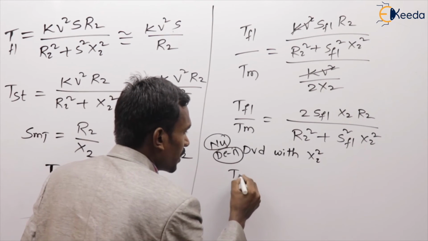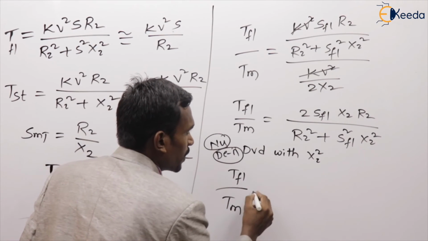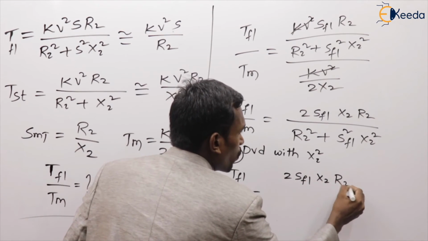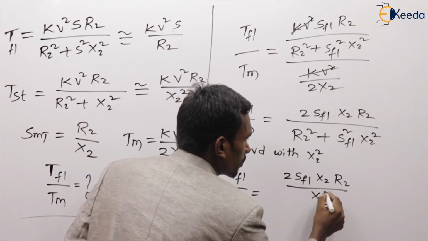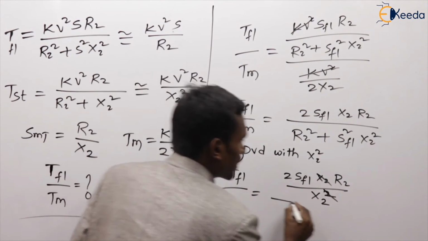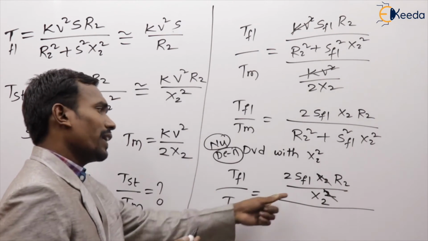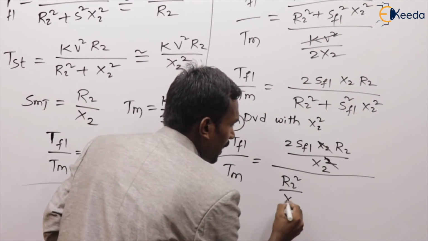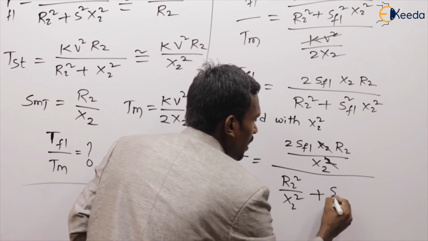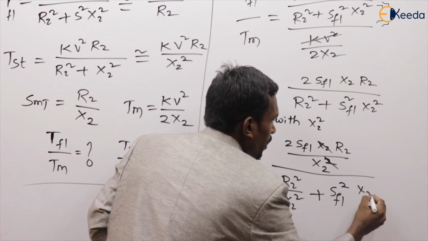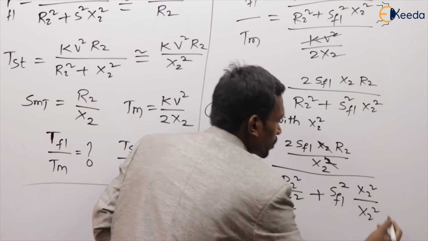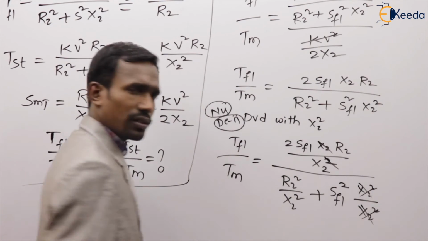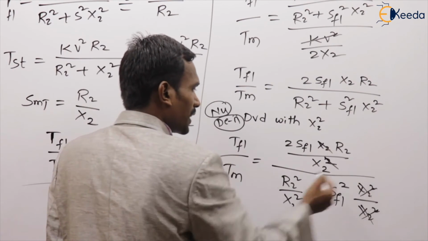Now tell me what is the answer. The full load torque to the maximum torque is equal to 2 into slip full load into X2 into R2 by X2 square. X2 gets cancelled out. Numerator divided, and denominator also: R2 square by X2 square plus S full load square into X2 square by X2 square. X2 square by X2 square gets cancelled out. And tell me what is the final equation.